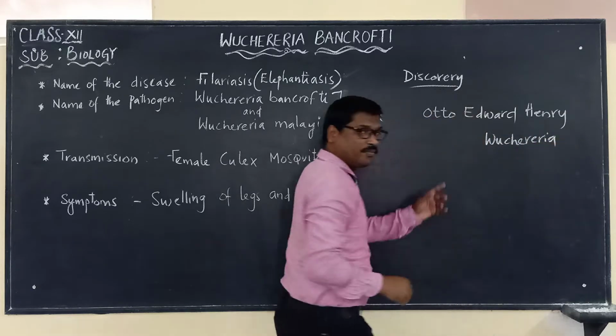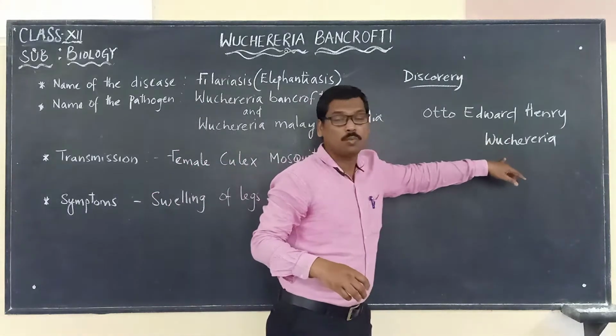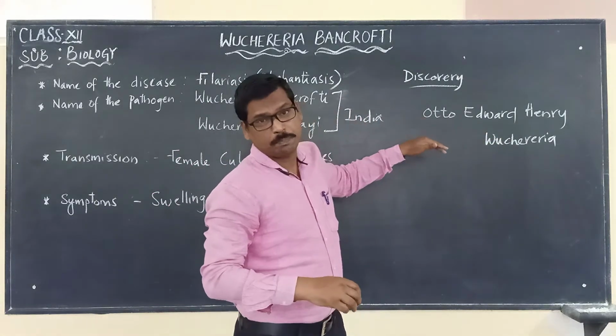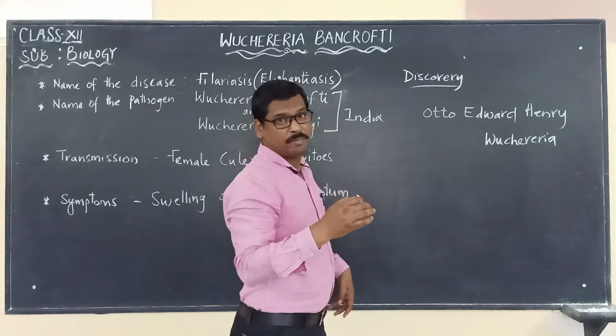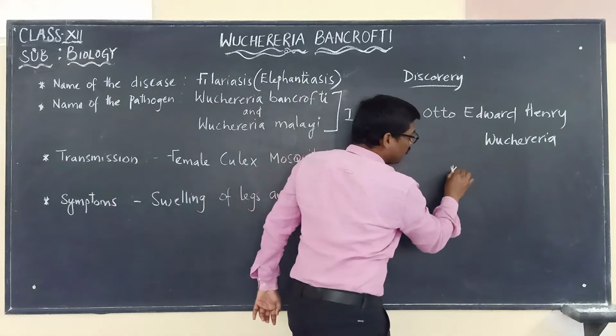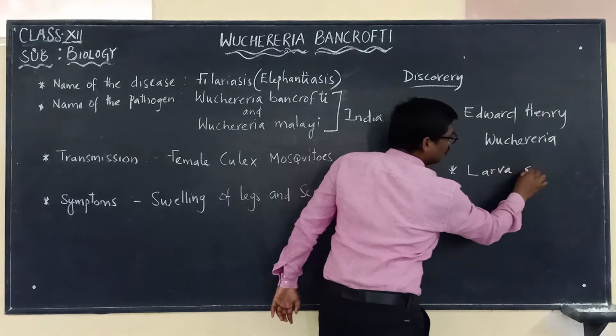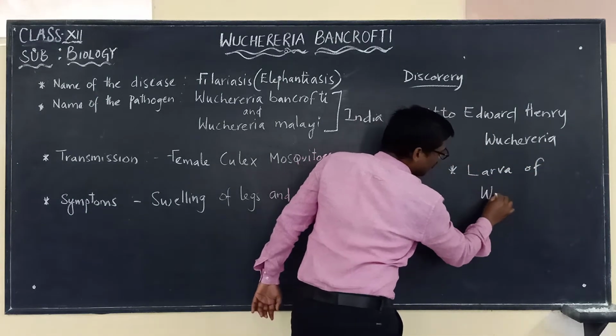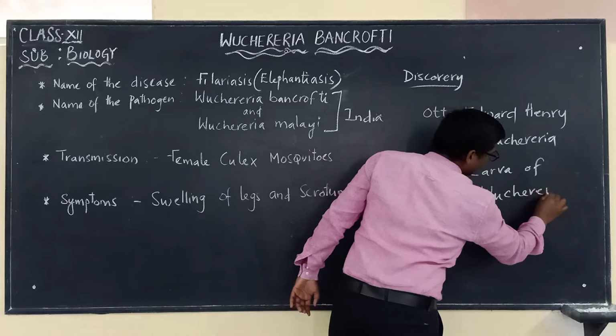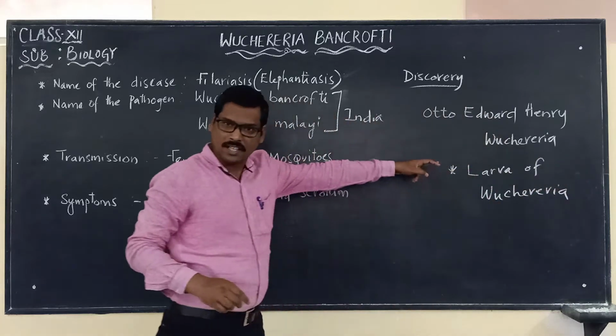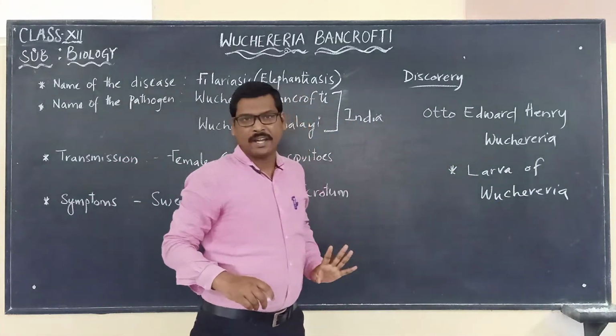This is the name of the scientist, Otto Edward Henry Wuchereria. He is the one who identified or discovered, for the first time, the larva of the Wuchereria pathogen.